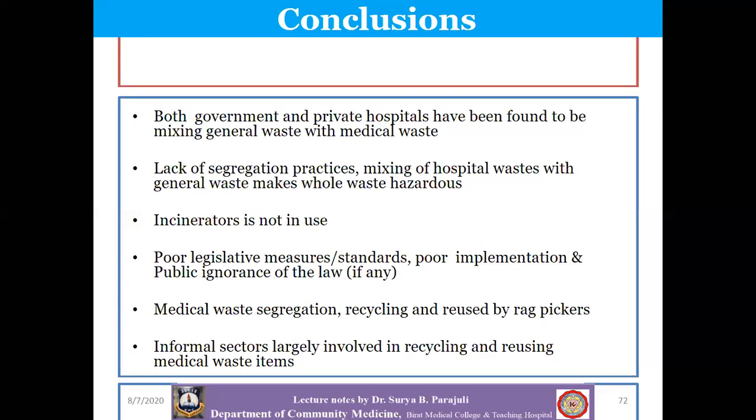The most important challenge, I feel, is the mixing of hospital waste with general municipal waste, and it makes the entire waste produced from a small town or place hazardous. And this is the challenge.